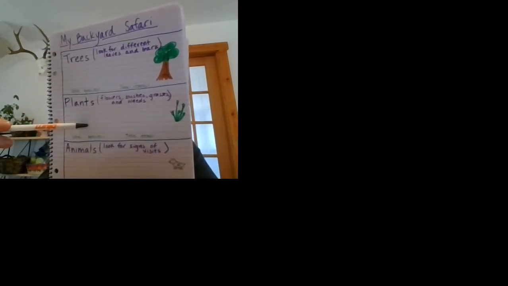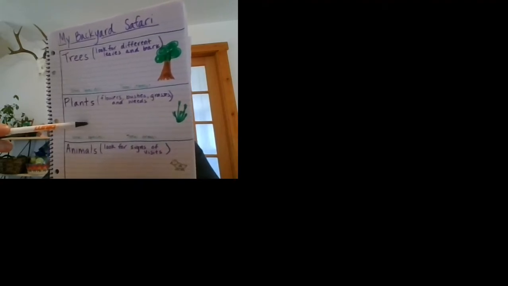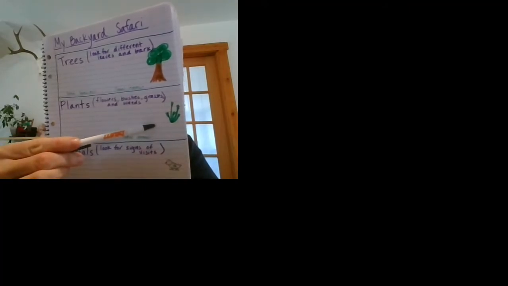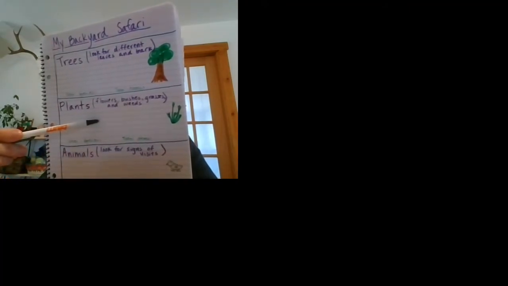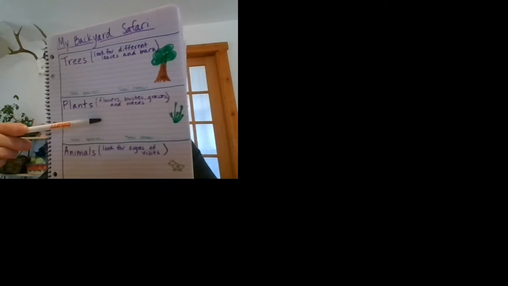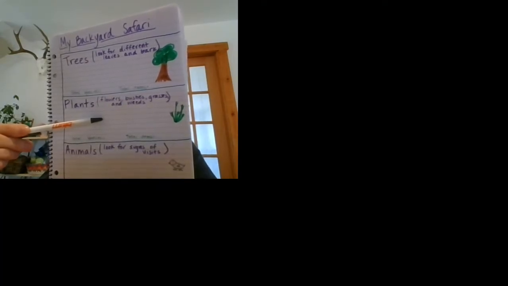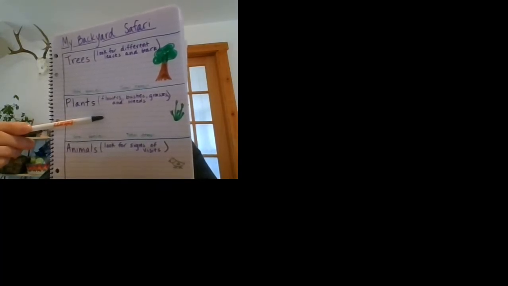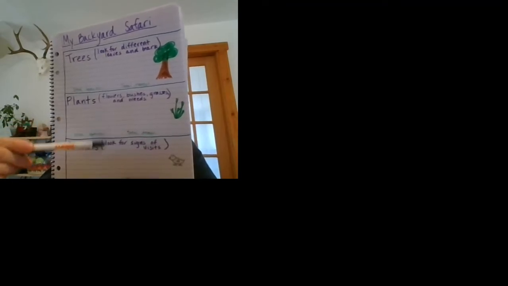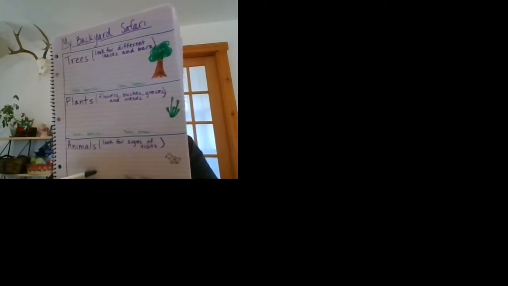I'm also going to look for kinds of plants. Now this could be a kind of flower, it could be a kind of bush, a kind of grass, even kinds of weeds. I drew a little picture here to remind me those are the plants. So again, count how many different kinds of plants you can find and how many of each kind of plant you see. And finally, we're going to look at animals.